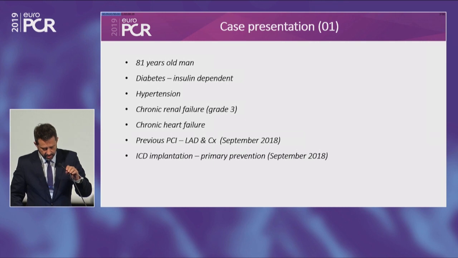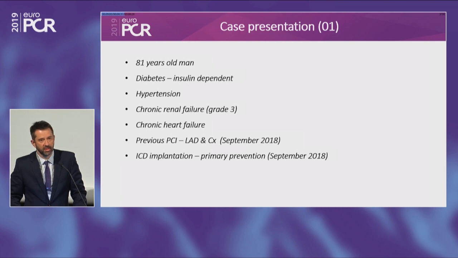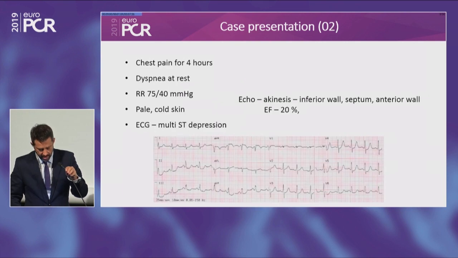So this is the case of an elderly man with diabetes and hypertension. He was treated in our department in September last year. We know that he has a depressed ejection fraction. We don't know why, but he was completely revascularized by PCI in the LAD and circumflex. Of course, due to the low ejection fraction, an ICD was implanted as well. So at this moment, we had the patient.